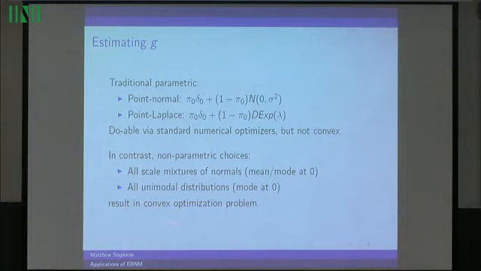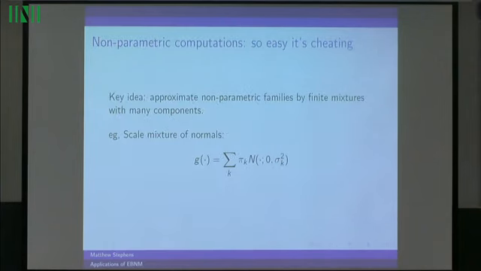And then an alternative relaxation, which includes this one as a special case, is just to say, okay, I'm just going to assume my distribution G is unimodal with a mode at 0. It turns out that both of these result in convex optimization problems, and the way we implement them is as follows. The idea, and it's absurdly simple, is to approximate these non-parametric families by a finite mixture of a large number of components. The more components you use, the better approximation you get, but the longer the calculations take, but they're all convex optimization problems.